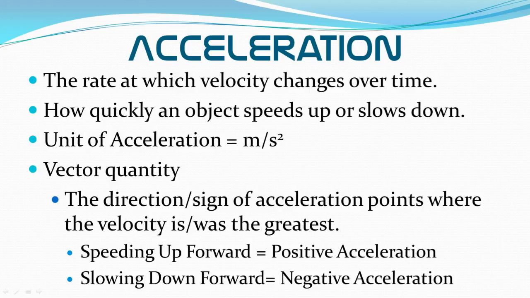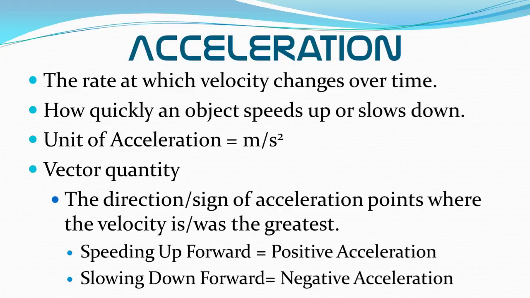Velocity and displacement rely on the negative sign to explain the direction of the motion. Acceleration is more complex because we're dealing with both direction and a change in velocity. The direction or sign of acceleration points where the velocity is or was the greatest.